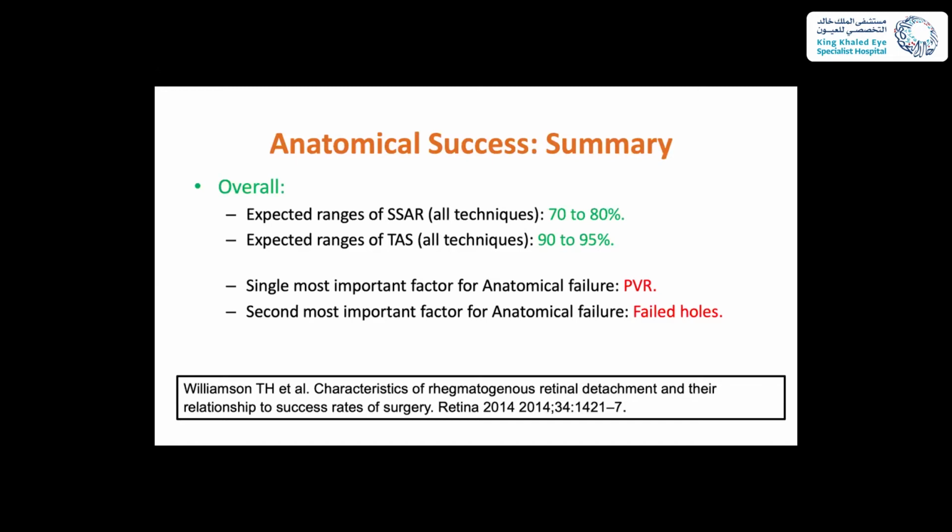The most important factor for anatomical failure is PVR. That's the reason we told you that non-complex retinal detachments are patients with low PVR, so patients that are going to be easy to flatten after the surgery. But the second most important factor for anatomical failure is failure to see. That means visualization is also a key point during the surgery.